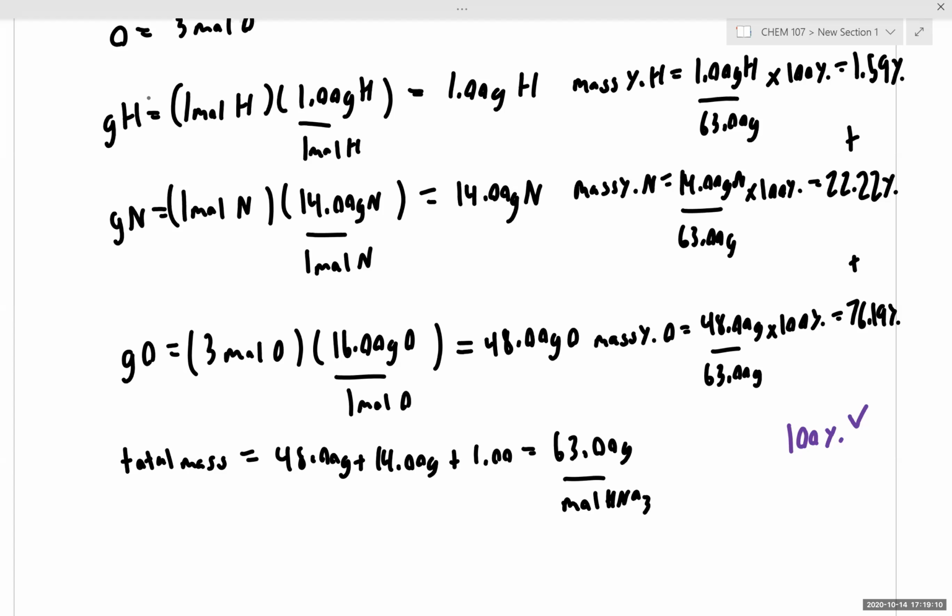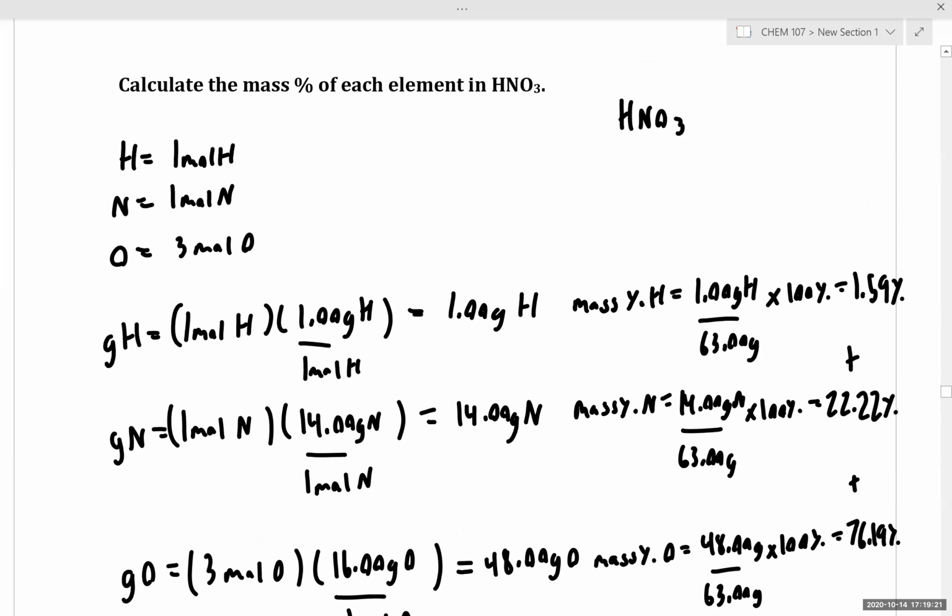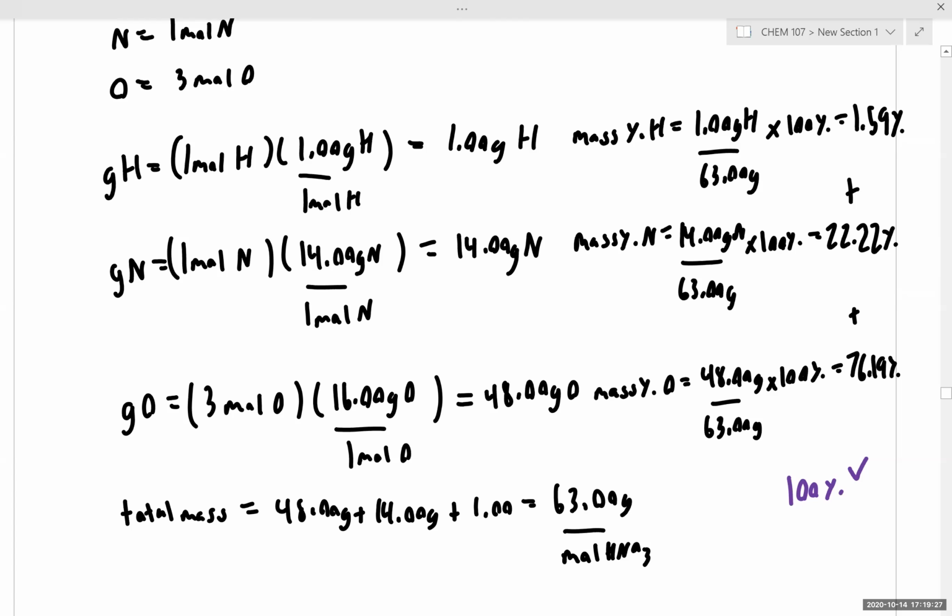Professor, when asked that question on a quiz, is it going to have the same terminology or formation of how you ask it? Yes. Or it could be phrased like, what is the mass percent of nitrogen in nitric acid? In which case you'd only report the mass percentage of nitrogen. Okay, thank you.